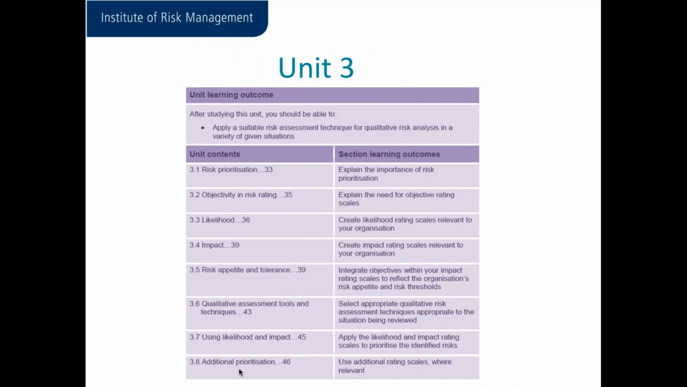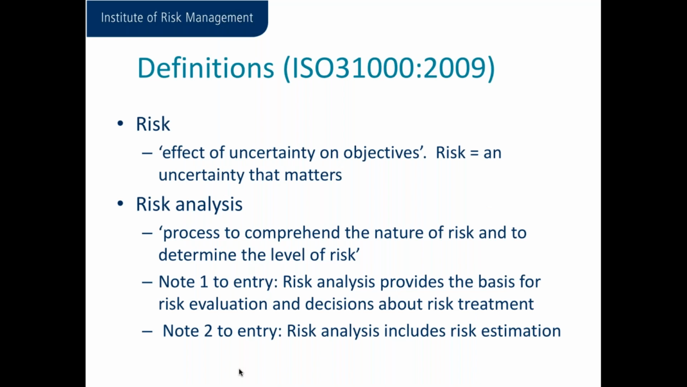And if we look at Unit 3 itself, these are the learning outcomes for Unit 3. And as you'll remember from your study, it has 8 sections. What I'm really going to be thinking about in detail is section 2, which is about objectivity in risk rating. So here, your learning outcome is explaining the need for objective rating scales.